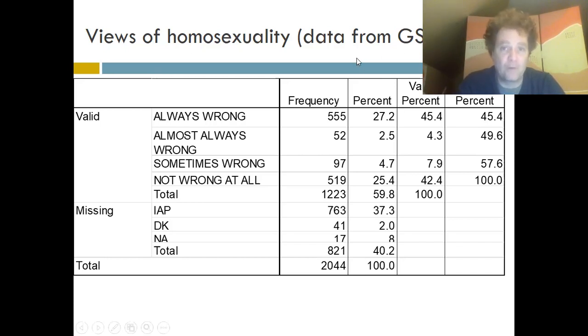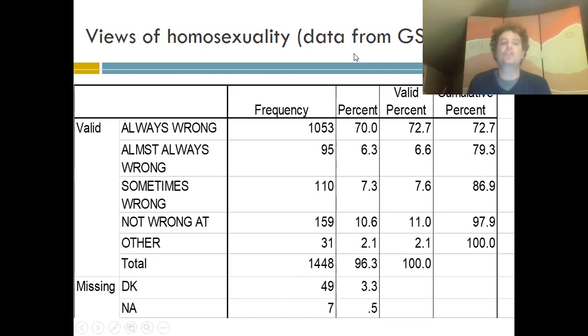What it also allows us to do with the GSS is actually see how it changes over time, which is kind of useful. This is the same question that was asked in one of the very first GSS surveys from 1973. And so what we can see is that people's views of homosexuality have actually changed dramatically over time. In 1973, nearly 3/4 of Americans thought it was always wrong, and only 11% said it was not wrong at all.